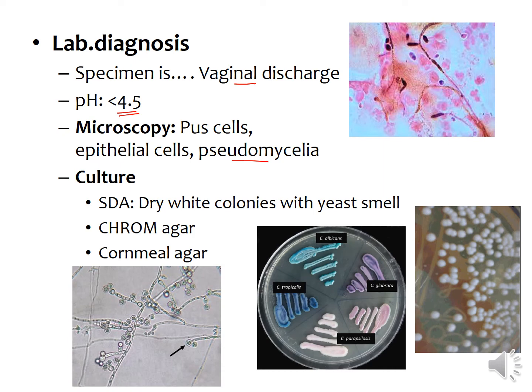Here you can see the pseudomycelia. Usually the mycelia will have the septa like this. See, this is septa, mycelium and septa. But in pseudomycelium you can see like this, not septa. This is because of the continuous formation of mycelium. So it looks like a mycelium, but it's not the real mycelium. This is known as pseudomycelium.